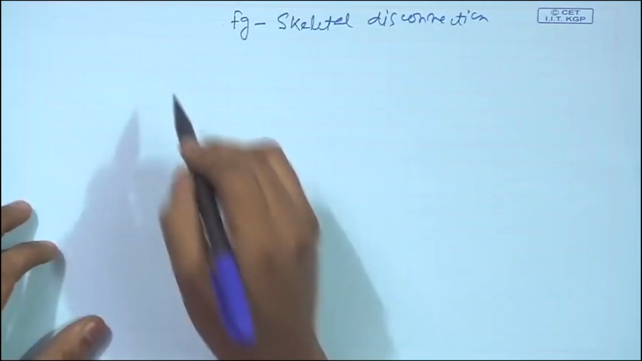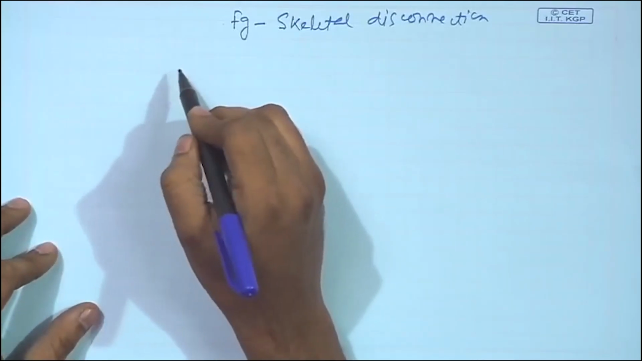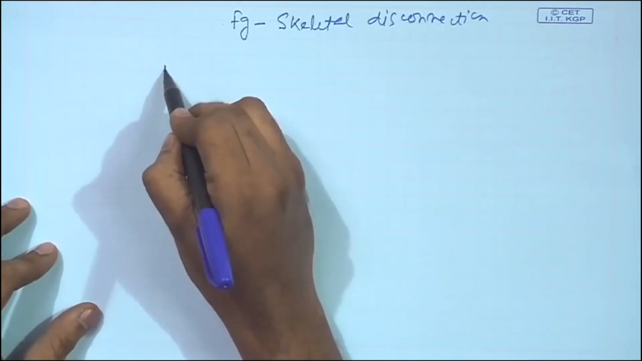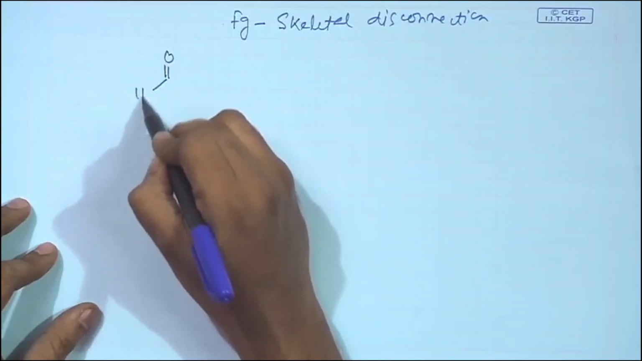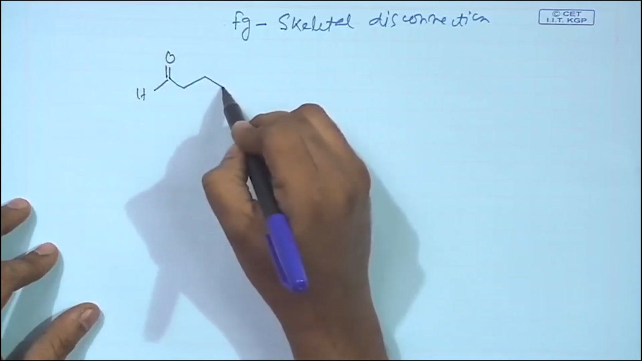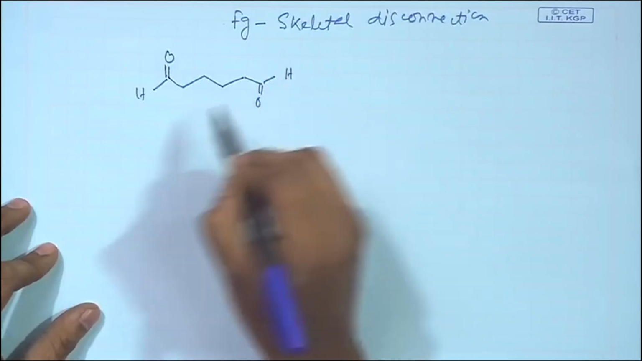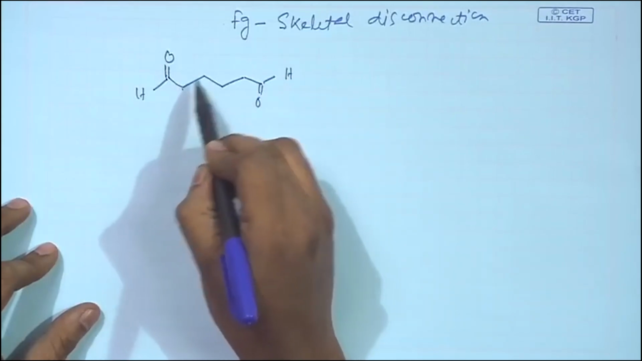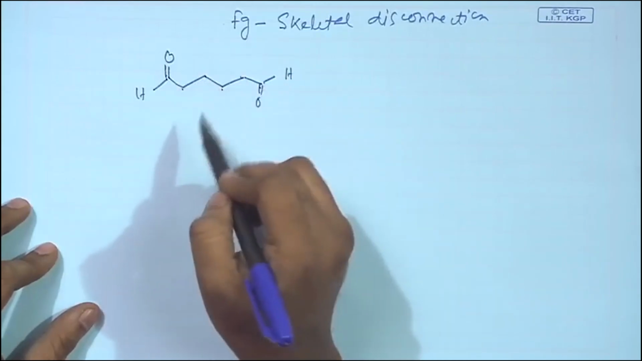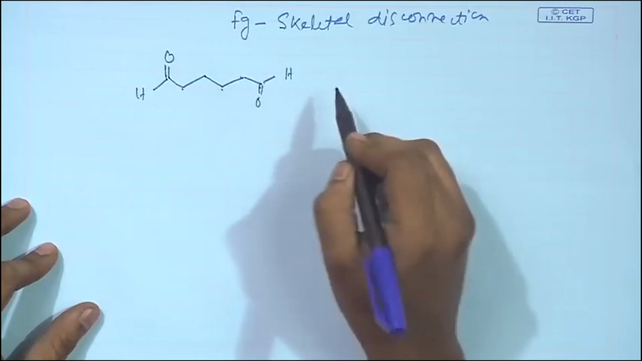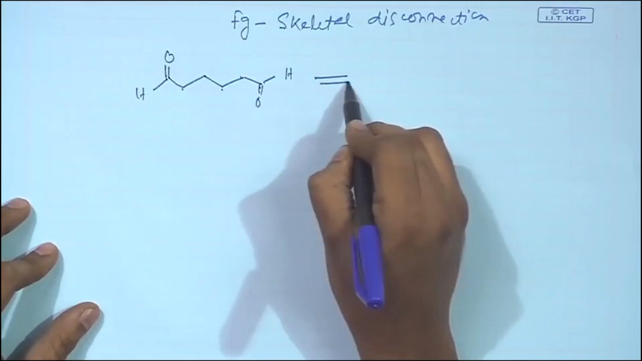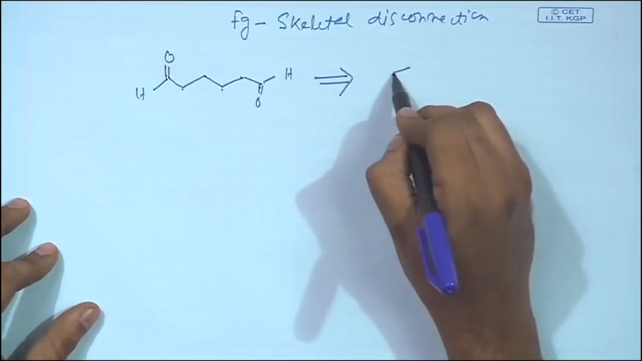Fine. Now, let us talk about very simple things. I am giving you a molecule whose structure is this. It is basically 1, 2, 3, 4, 5, 6: you have a 6 carbon network, and at the end you have a dialdehyde. Very simple answer.